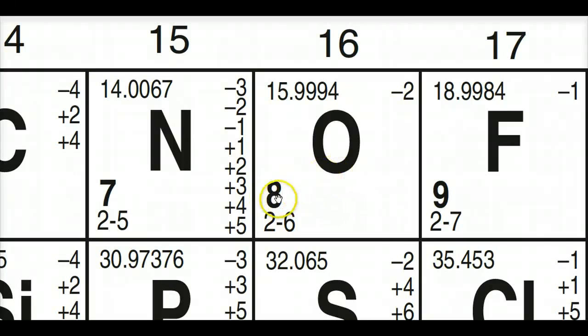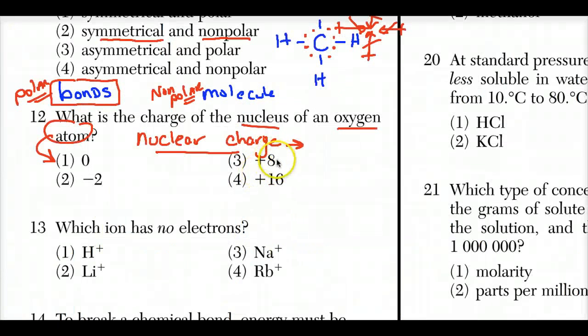And if it's an oxygen atom, all oxygen atoms have 8 protons and 8 electrons if it's an atom. But the atom is neutral. However, in the nucleus, you've got protons and neutrons, and there are 8 protons, so the charge in the nucleus, or the nuclear charge, is +8. So, of course, the answer is +8, but a lot of people would try to throw that 0 because it's an atom, but they're looking at the nucleus.